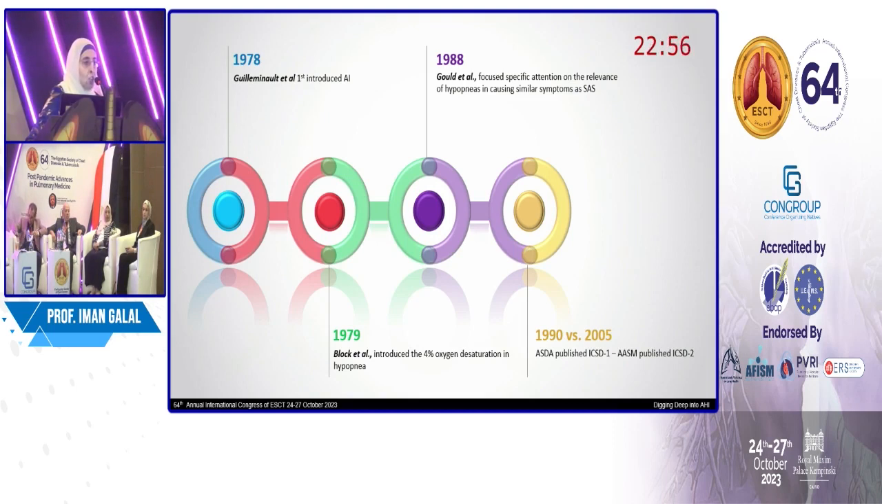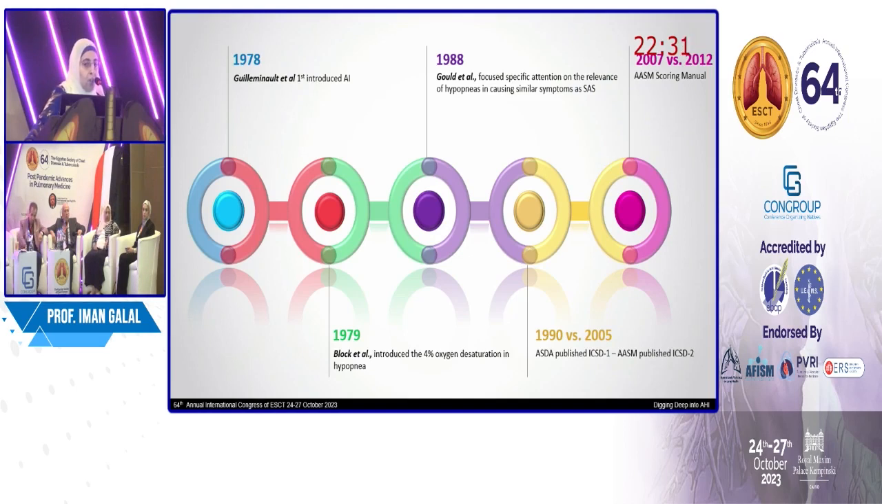Came the second edition of the International Classification of Sleep Disorders in the year 2005, and in this, the criteria of obstructive sleep apnea were a combination of the clinical symptomatology in addition to the apnea-hypopnea index. Now, how did the scoring manual of the American Academy of Sleep Medicine change in these two metrics?